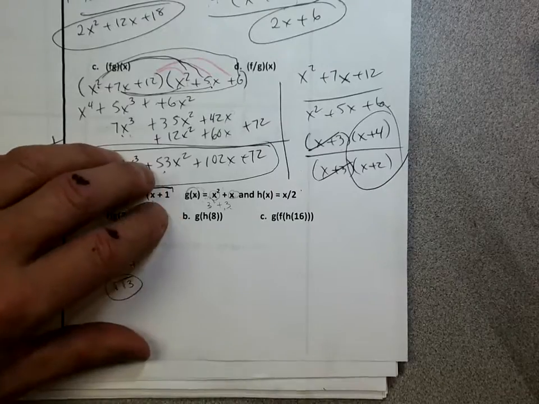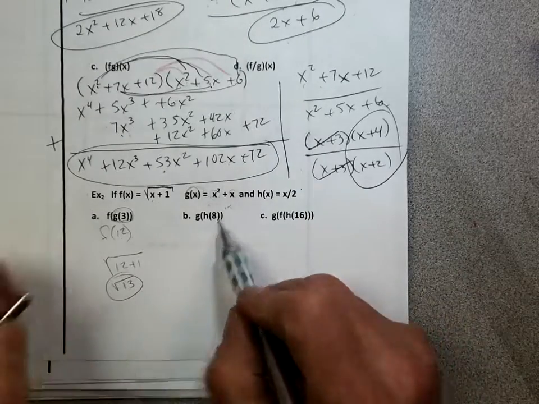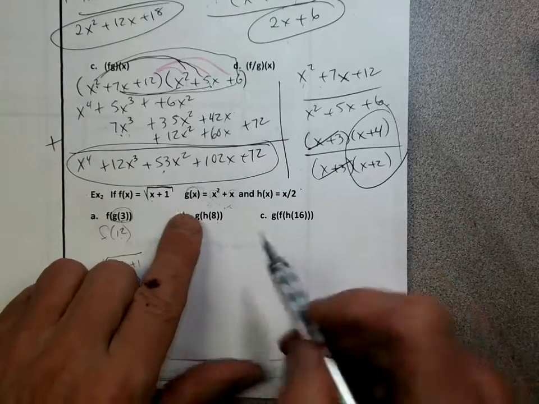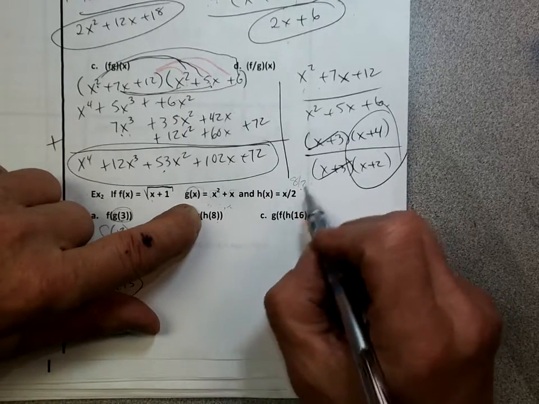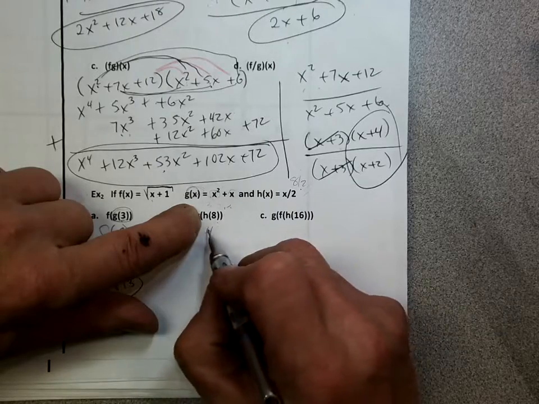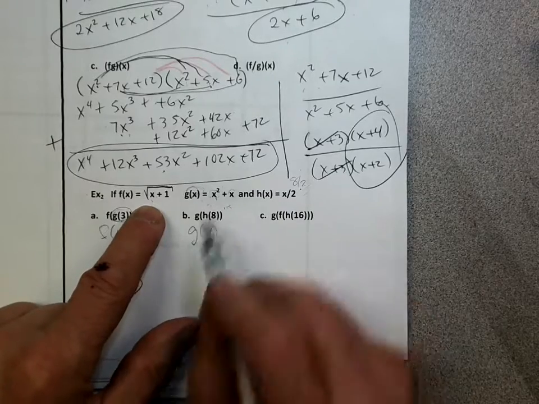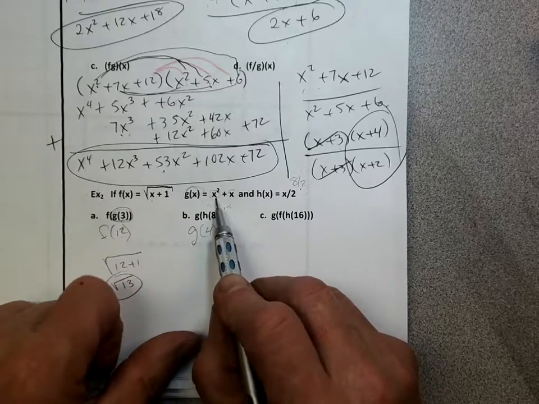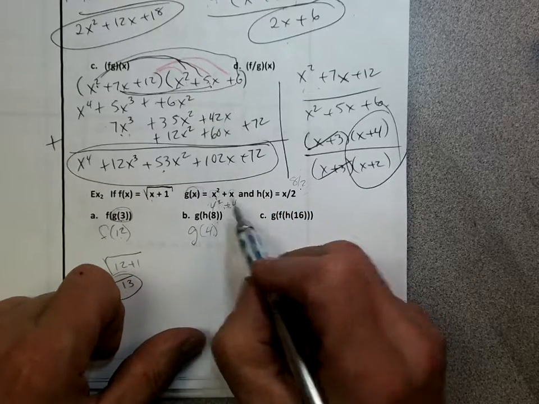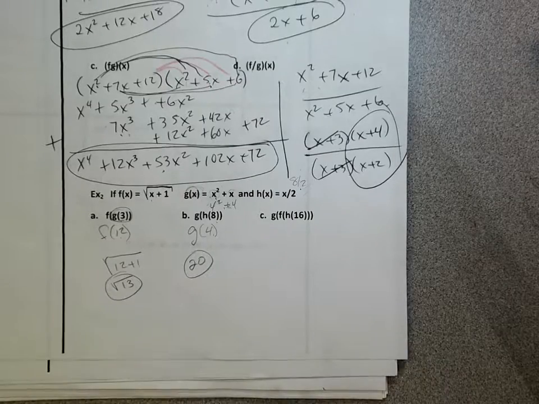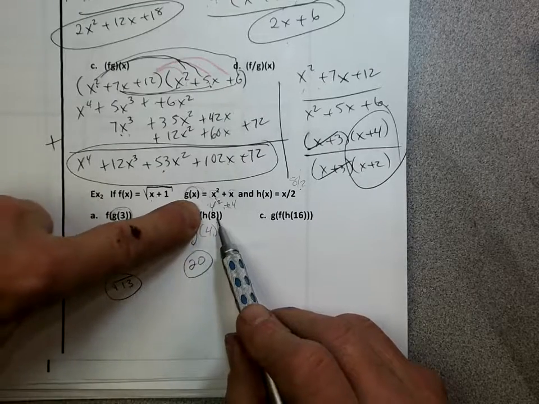All right, now, how about this one? h of 8. So erase, get rid of that. Let's put 8 into the h equation. 8 goes right there. 8 over 2 is 4, so h of 8 is 4. So let's take g of 4. Take the 4 and plug it into g: 4 squared plus 4, 16 plus 4 is 20. So I plugged 8 in, I got an answer, I took the answer and plugged it into g.